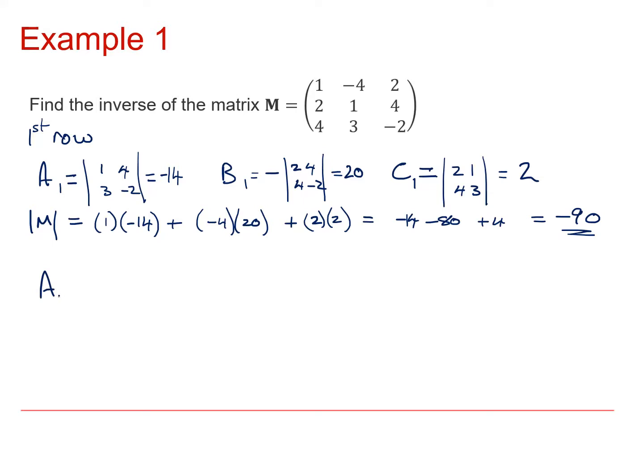I want the remaining cofactors now, so I want A2 and A3. I'm going to want B2 and B3, and I'm going to want C2 and C3. I'm not going to go through all of that calculation here, but I'll show you the results of that on the next slide.